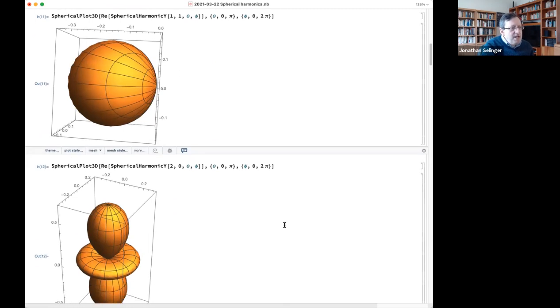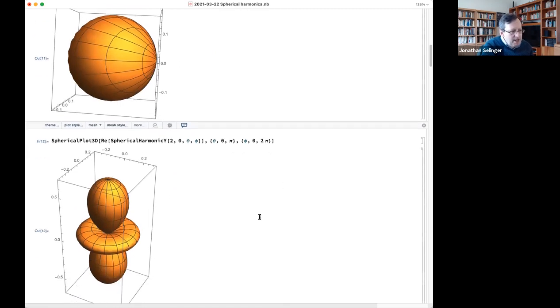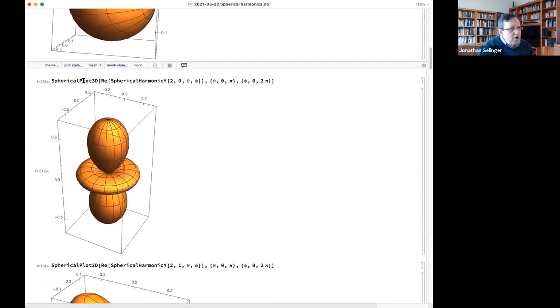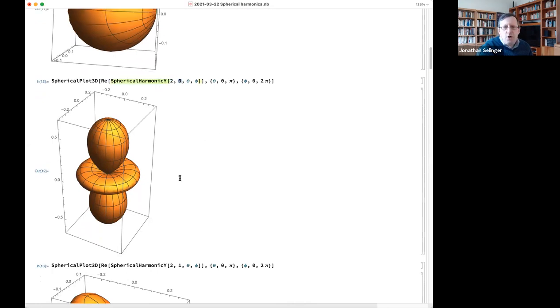All right. For the L equals 2 spherical harmonics, here are some pictures of those things. All right, so here is a picture of the L equals 2, M equals 0 spherical harmonic. And you can see it has this extended shape with the 2 lobes there on the top and bottom.